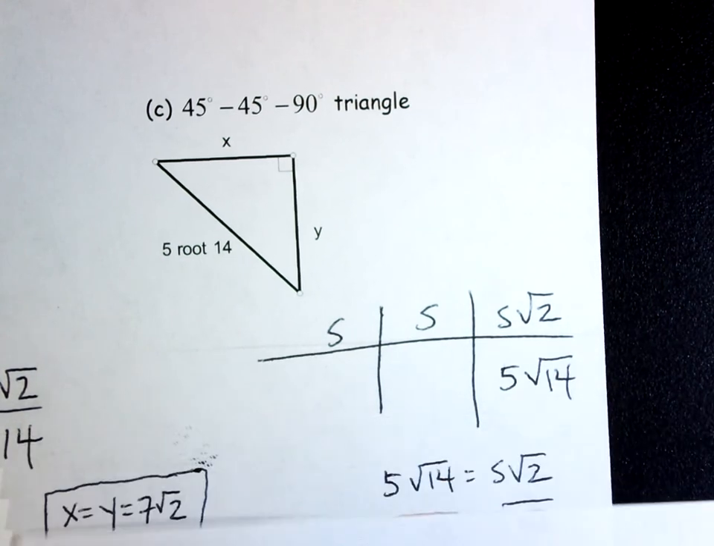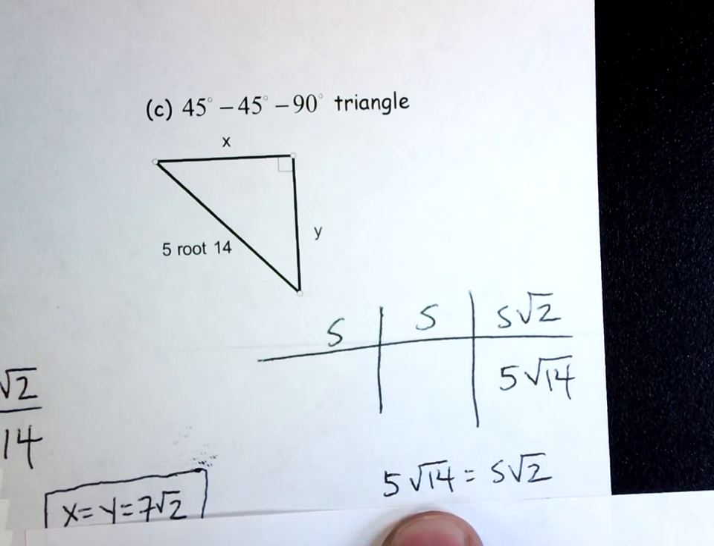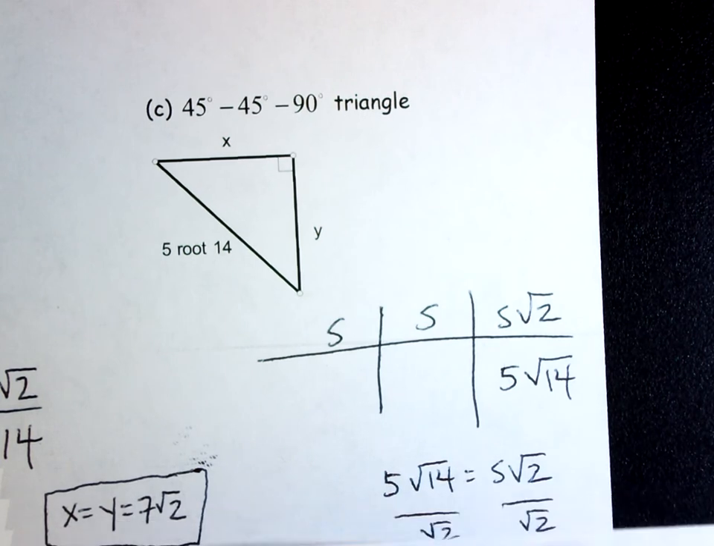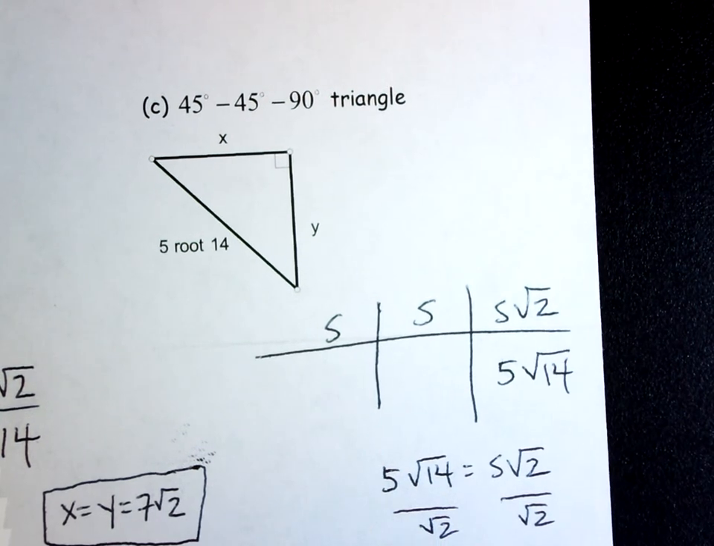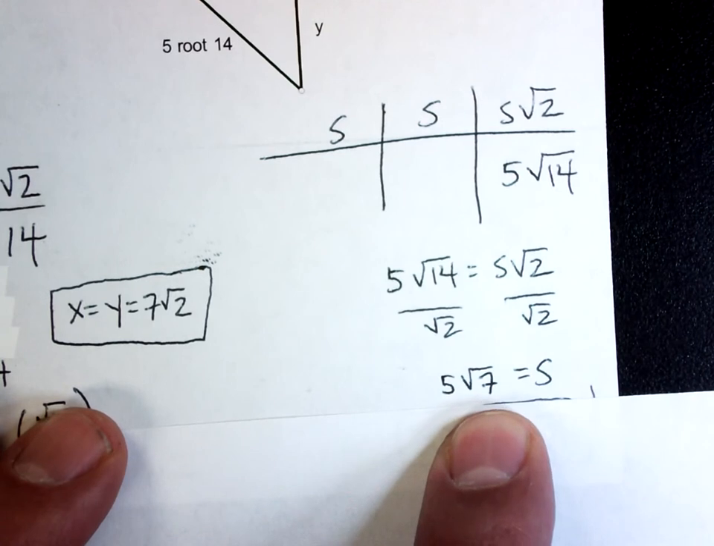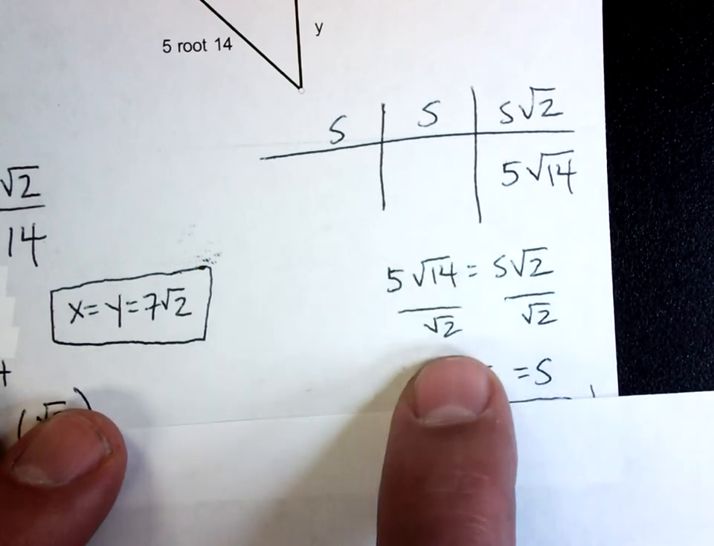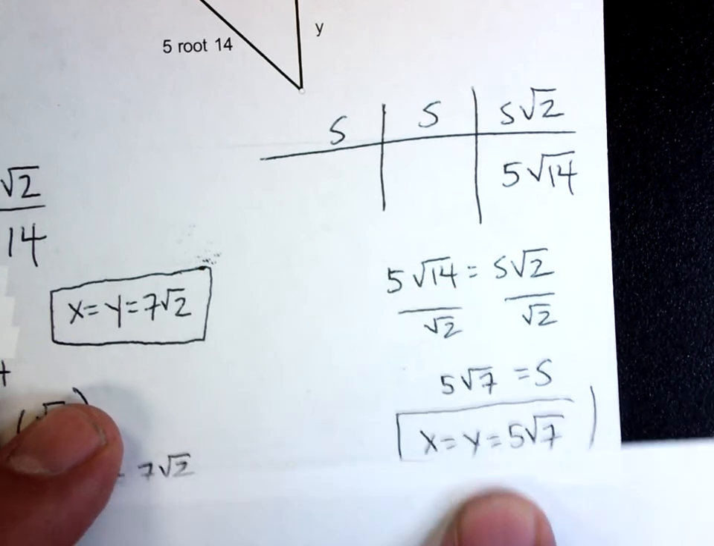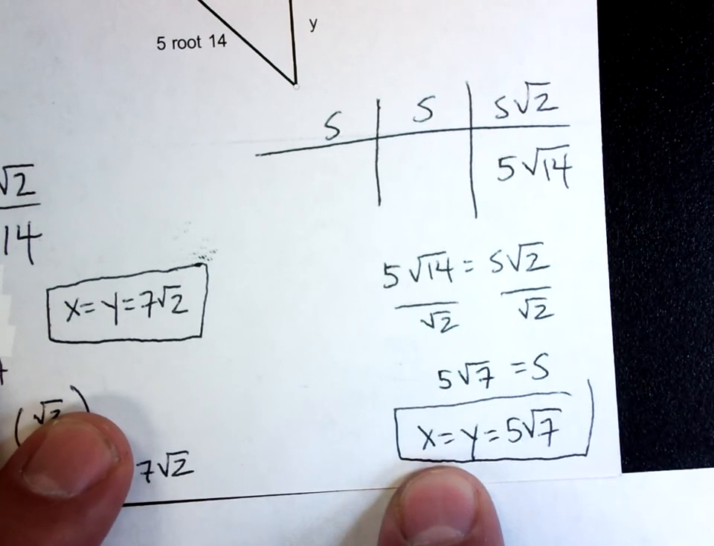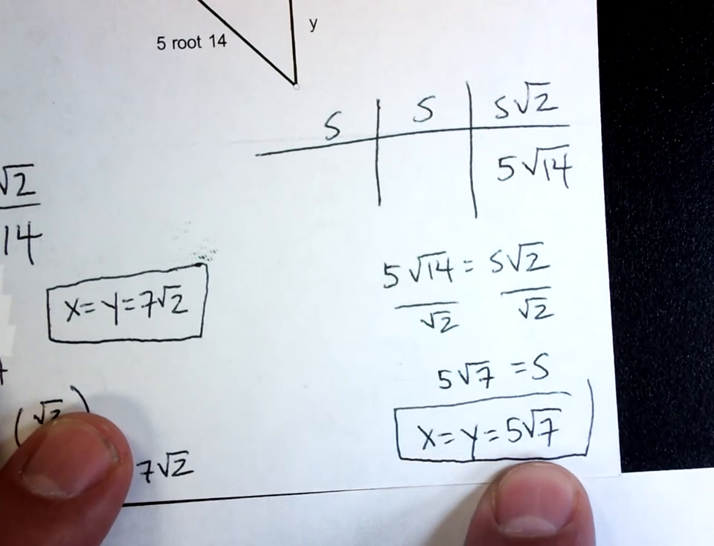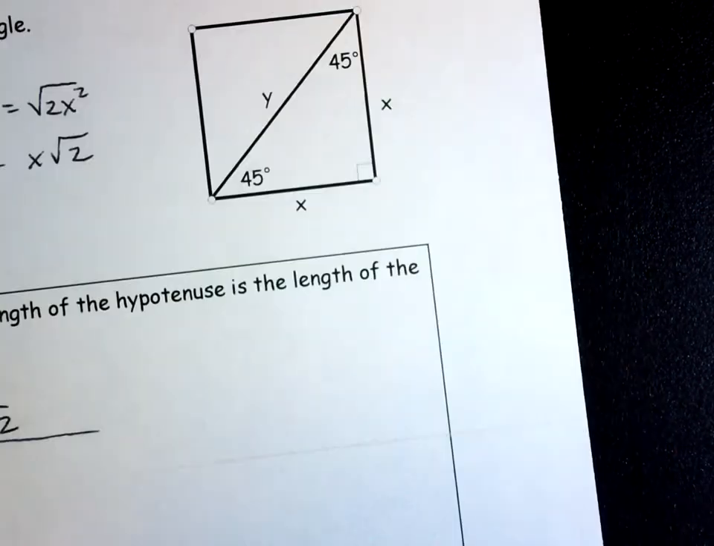So I set 5 root 14 equal to s root 2. I divide both sides by root 2, and I get that s is equal to 5 times the square root of 7, because root 14 divided by root 2 is just root 7. So my answer, x is equal to y, which is equal to 5 times the square root of 7.